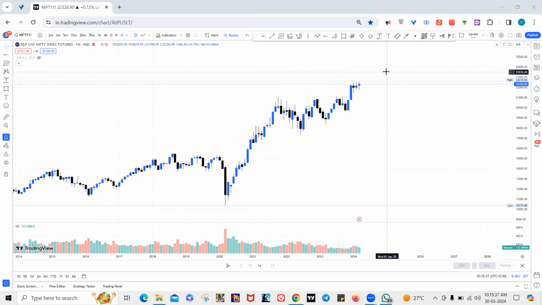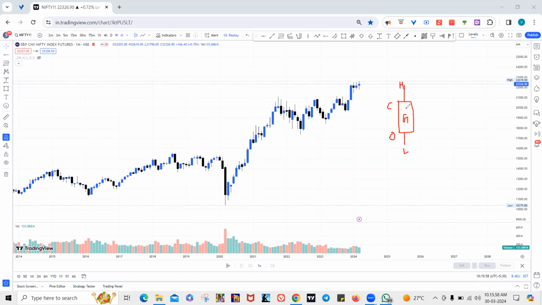So the opening price, as we know, is very basic in any candlestick charting. For example, if I take a particular candle, this is the opening price. Assume that this is a green candle. This is the closing price, this is the low, and this is the high.